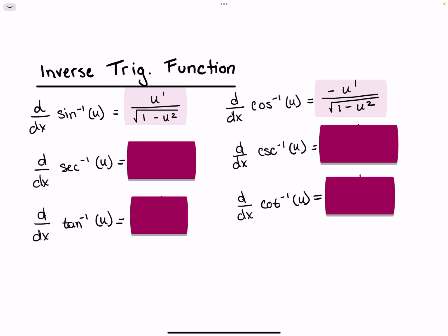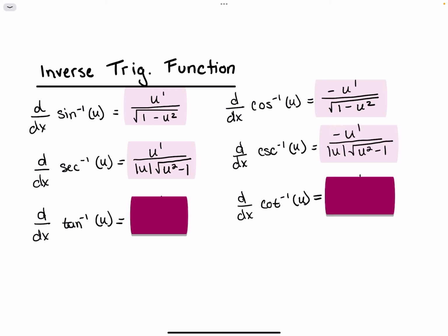All right, for secant, and again, pause the video to write it down. For secant, it's going to be the same thing. Now I'm just switching the 1 and the u squared. So it's u prime all over the absolute value of u in front, times the square root of u squared minus 1. So we have that absolute value in front, and then the square root of u squared subtract 1. Cosecant's going to be the exact same thing, just negative.